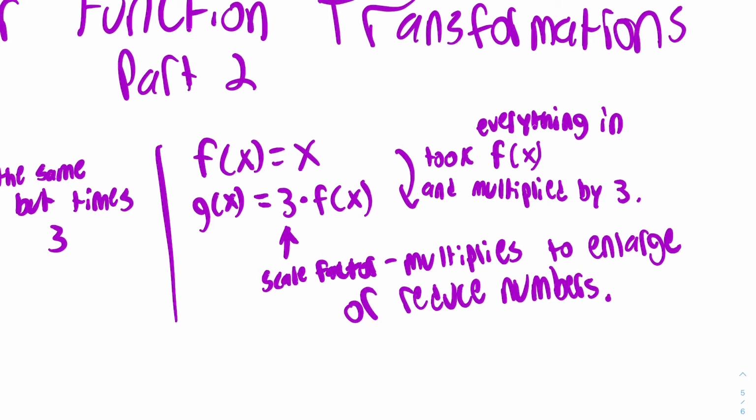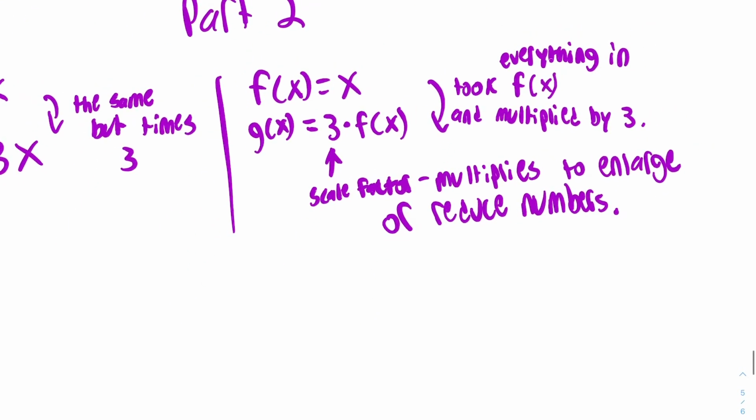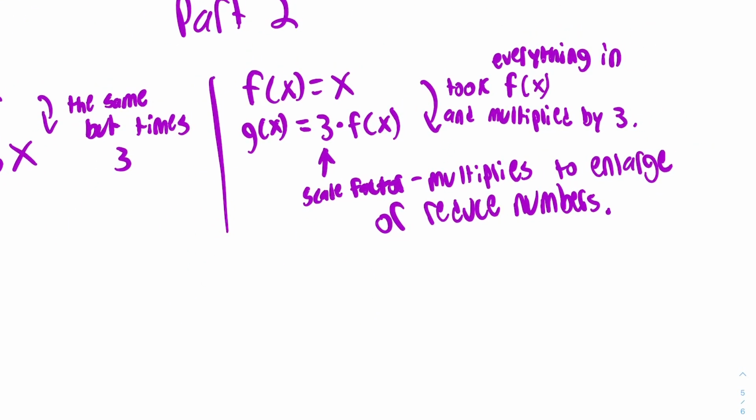That's all that scale factors do. They multiply, and once they multiply, they're either going to make something grow larger or it's going to make something shrink. In this case, since f of x was so simple, let's graph it and find out. Please draw this graph in your journal.